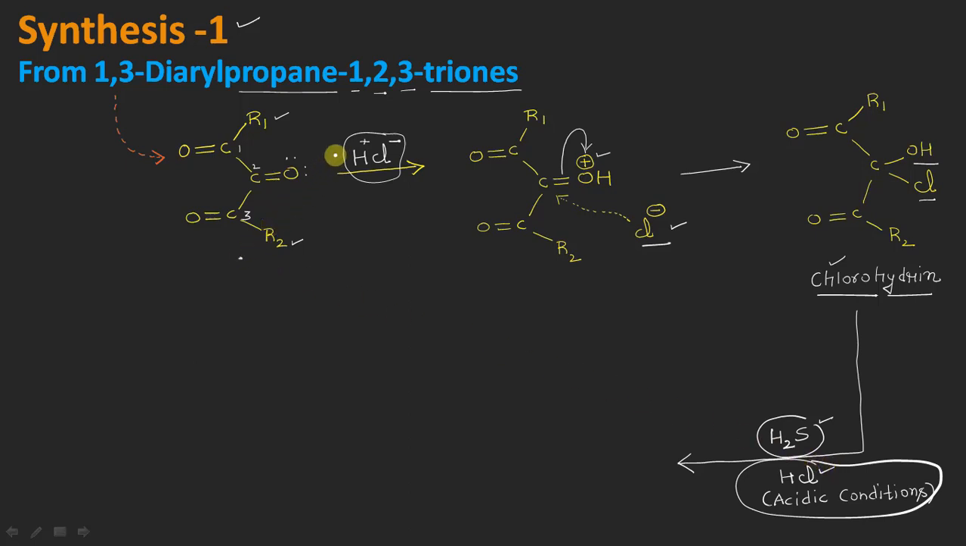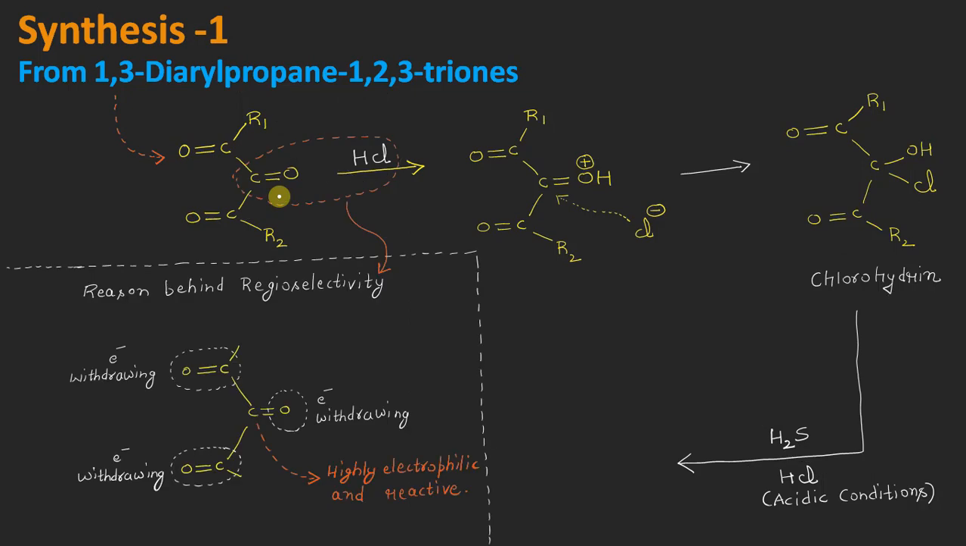That is, why is this HCl only reacting with this carbonyl here and not with this one, as well as not with this carbonyl here, right? So let us have a look here. We can say here that the carbonyl which is present at position 2 is more reactive and highly electrophilic because of the presence of electron withdrawing groups towards its 3 sides, right?